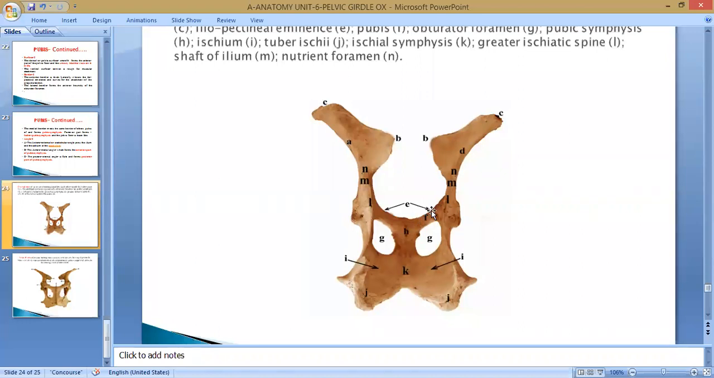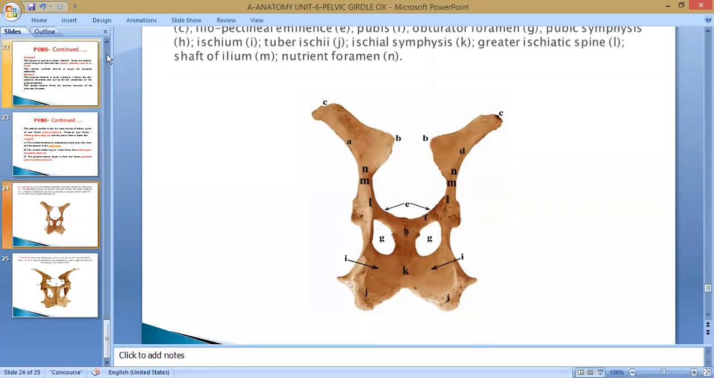This is the antero-external angle, lateral side. This is the antero-medial angle, in front and inside. And this is the postero-medial angle, behind and on the medial side. So there are three angles, two surfaces and three borders.